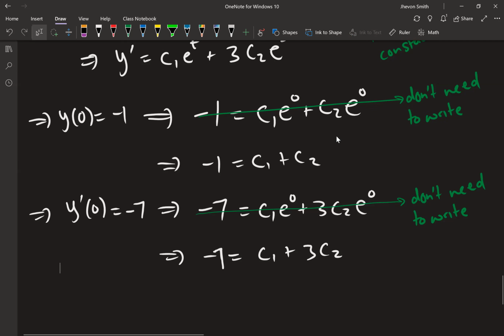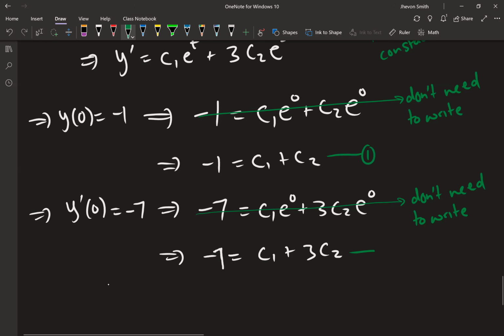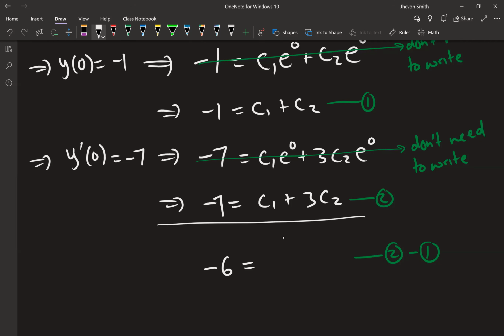Okay. So now notice we have 2 equations and 2 unknowns. Here I have my equation 1 and here I have my equation 2. What I can do is take equation 2 and subtract equation 1. What would I get? Well, I would take -7 minus -1. That gives me -6. C1 minus C1, the C1's die. 3 C2 minus C2 gives me 2 C2, which means that my C2 is equal to -3.